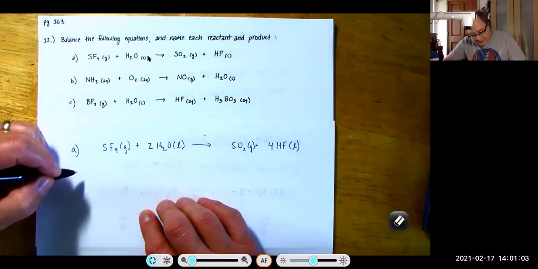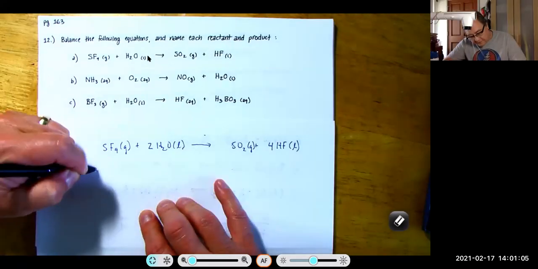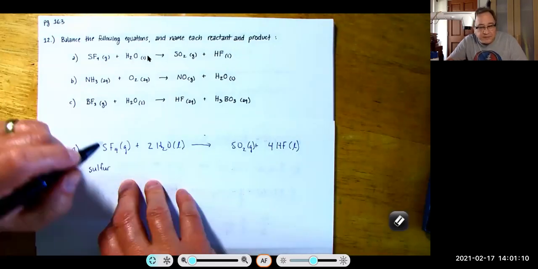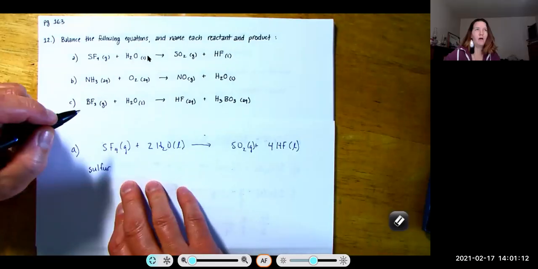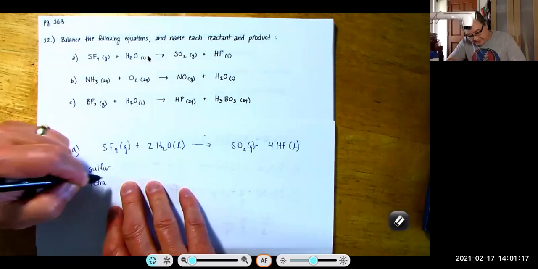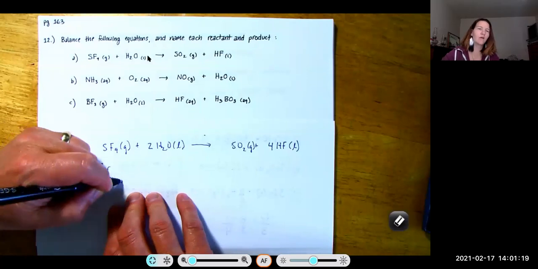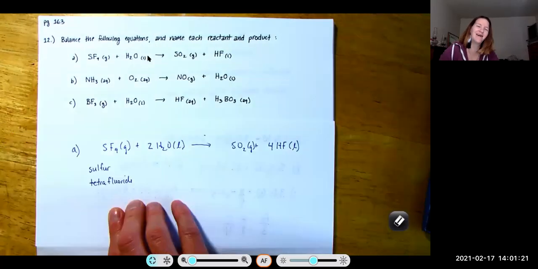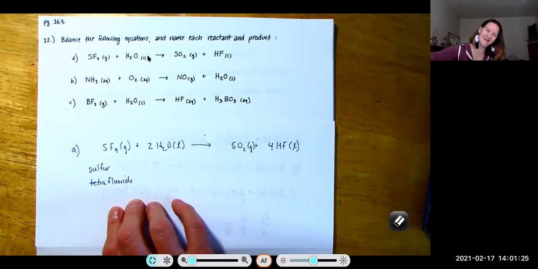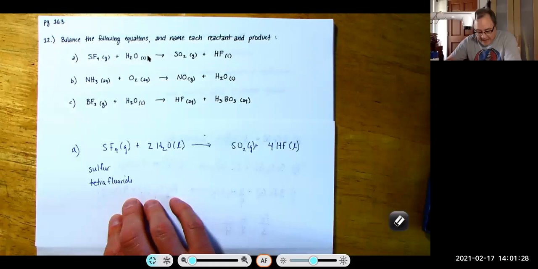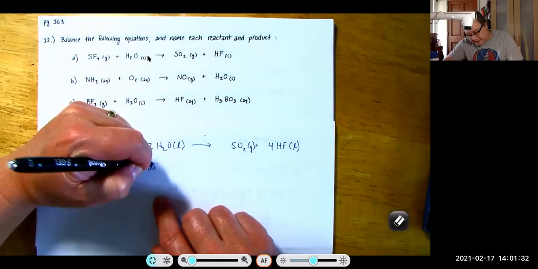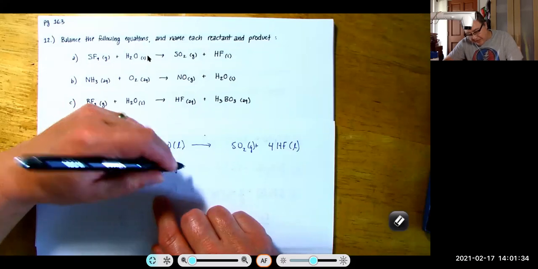Now let's name these. This would be sulfur. What's the prefix for 4? Tetra. For some reason, I was thinking quad, which does not work. Quad works for vehicles. Right. What's the name of this guy? Dihydrogen monoxide.